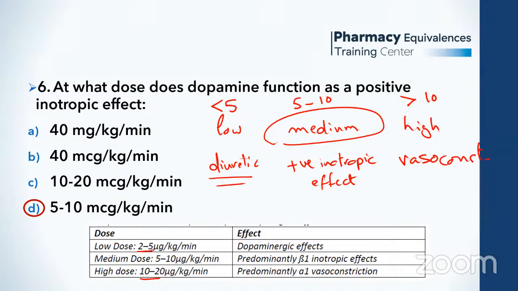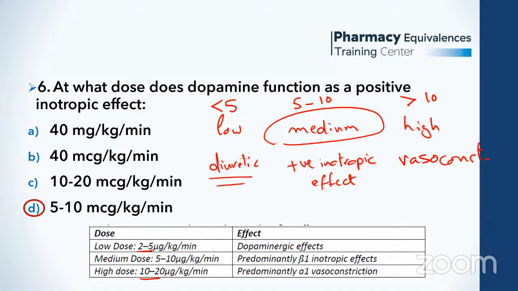Okay, can we use the low dose for a congestive heart failure patient? Yes or no? Yes, we can use it because it has a diuretic effect, so it will be good. No problem with this dose. But can we use the high dose for the congestive heart failure patient?